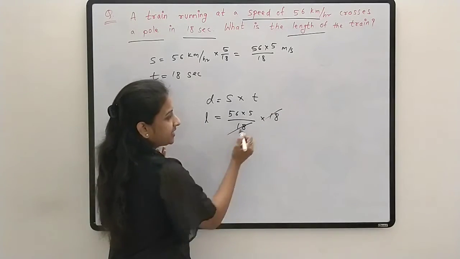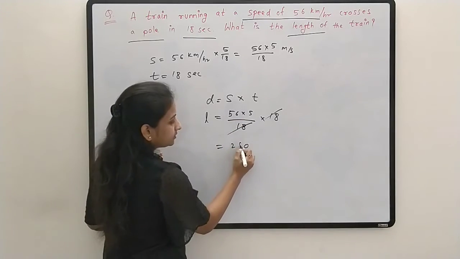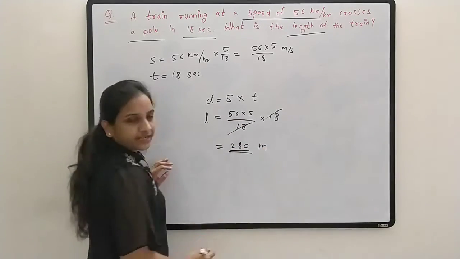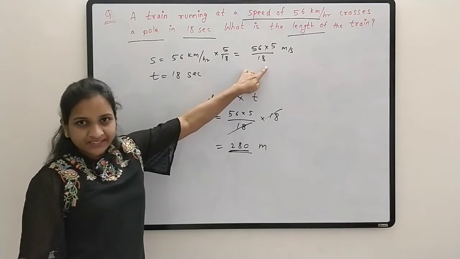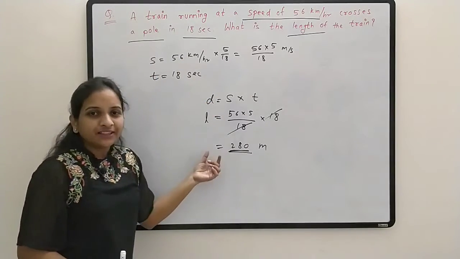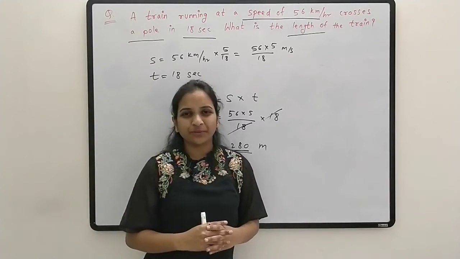Easy. 18 cancels. 5 6s are 30. 5 5s are 25. So 280, and the unit is meter, because we have converted speed into meter per second. So the length of the train is 280 meter. Easy. Now let's solve the next problem.